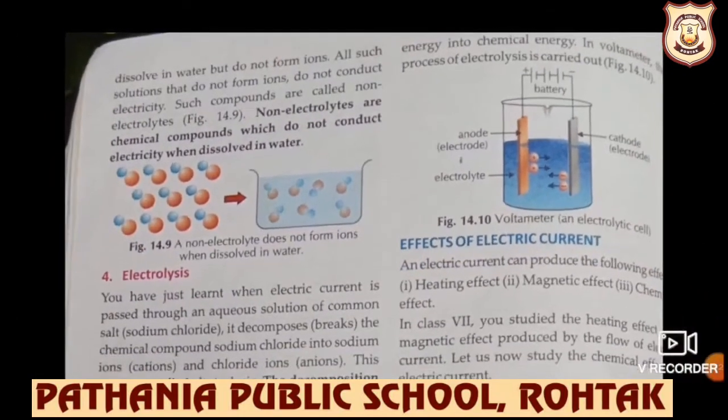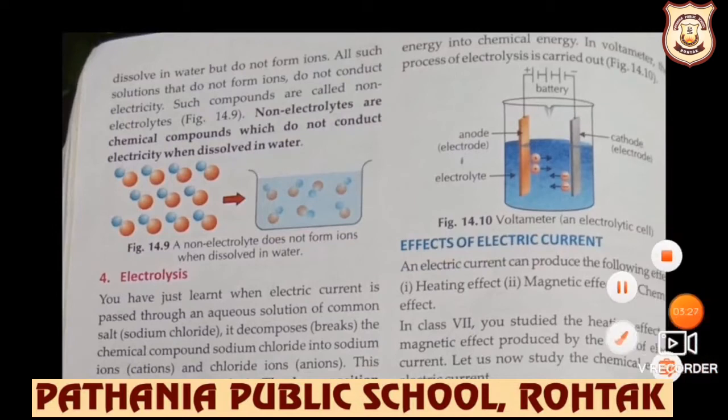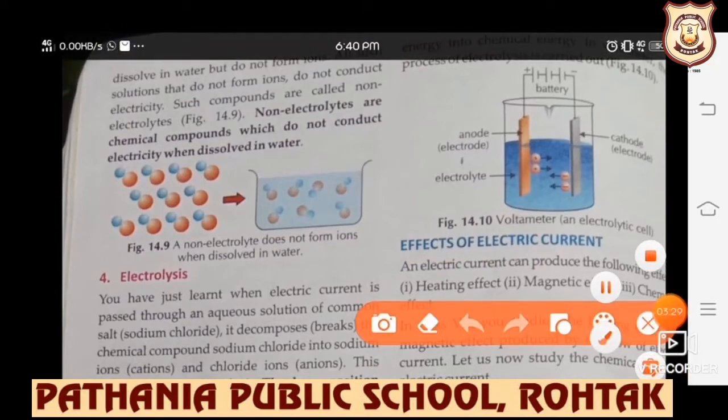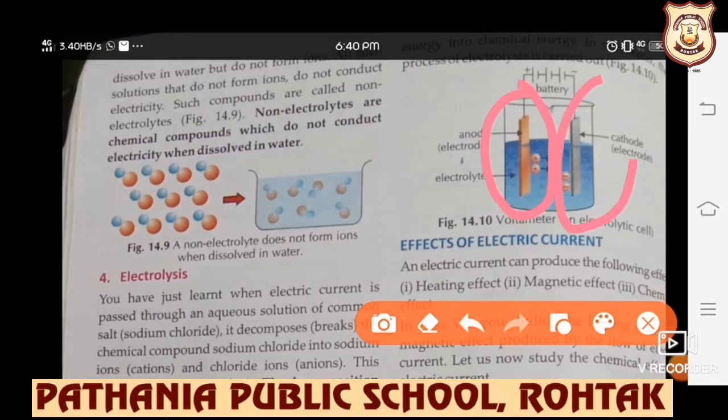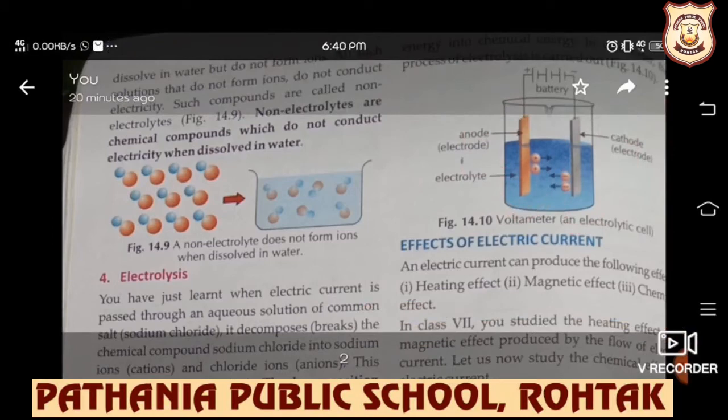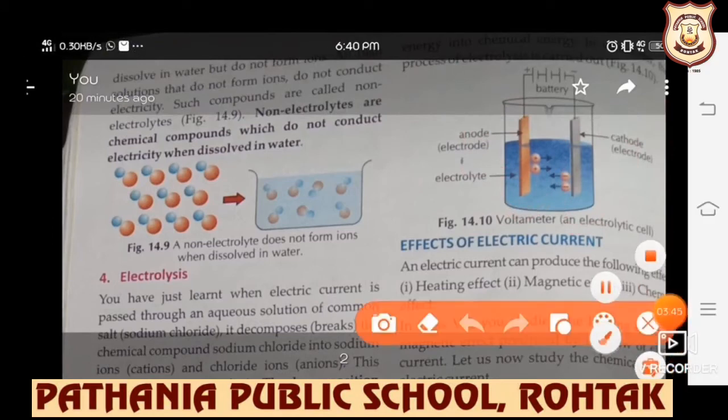what you will see here, these are electrodes. This is the cathode, which means it is connected to the negative terminal. This is the anode, connected to the positive terminal. Now see that the positive ions are moving towards this negative terminal, and the negative ions are moving towards this, and the electrolyte is also here. So this is about the voltameter. So this is about this topic.